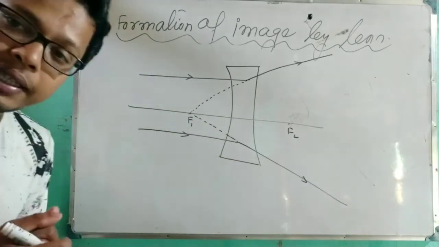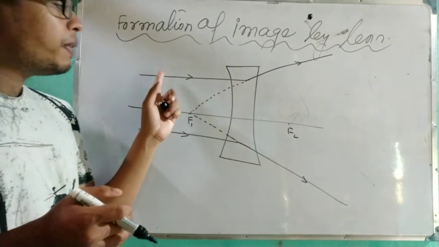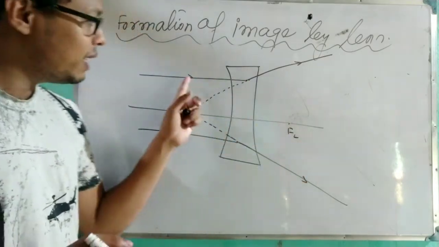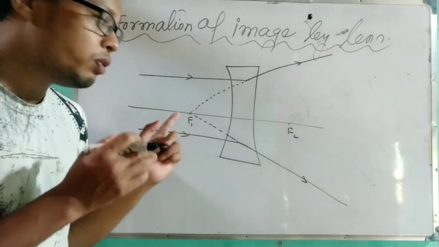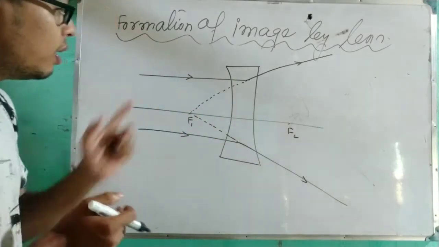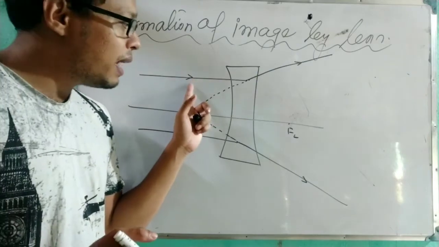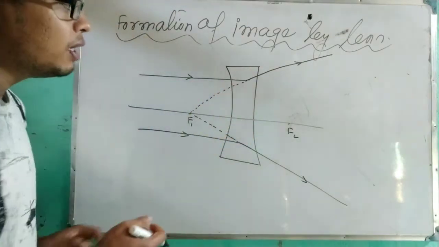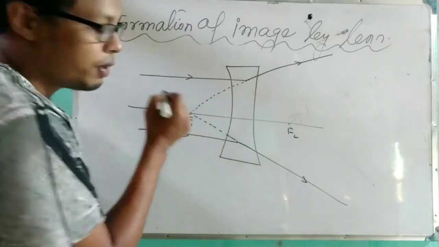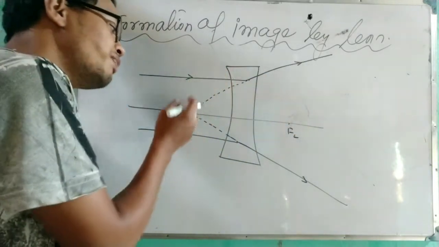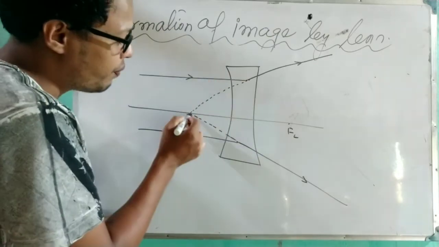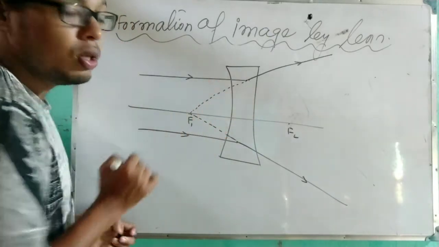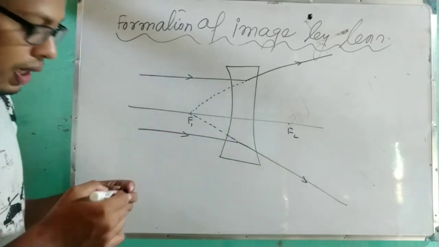Means in convex lens, after passing through the lens, it passes through the focus when the incident rays are parallel with the principal axis. But here, when the rays are parallel with the principal axis and fall on the surface of the concave lens, then it appears to come from the focus. This is for the concave lens.